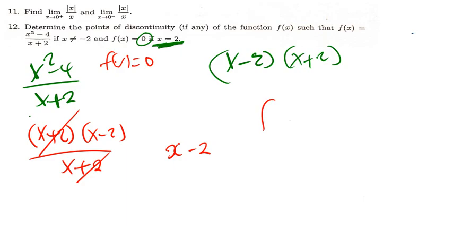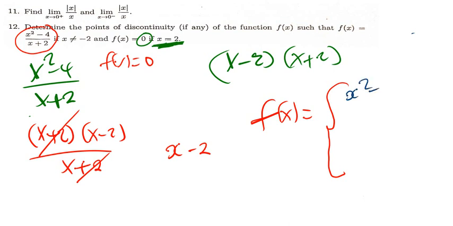You present your answer in a piecewise function. The first one you have been given already, there is nothing to think about there. You have been told that for this function to be defined, x has to be not equal to -2. So I'll just copy it the way it is: x squared minus 4 divided by x plus 2, if x is not equal to -2.